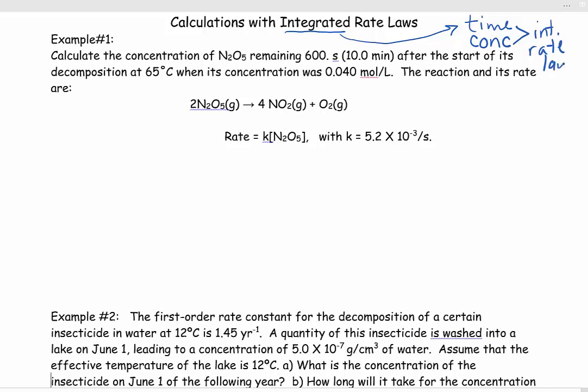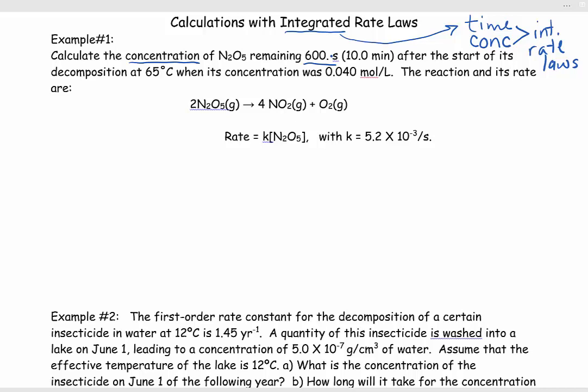So if we read this first problem, it says calculate the concentration remaining after 600 seconds. This essentially is a dead giveaway that you're going to use one of the integrated rate laws. That's really important because, as you've seen, these kinetics problems start to blend together. So you need to be able to recognize you need one of these. And then the next thing you need to be able to do is figure out which one of the integrated rate laws to use.